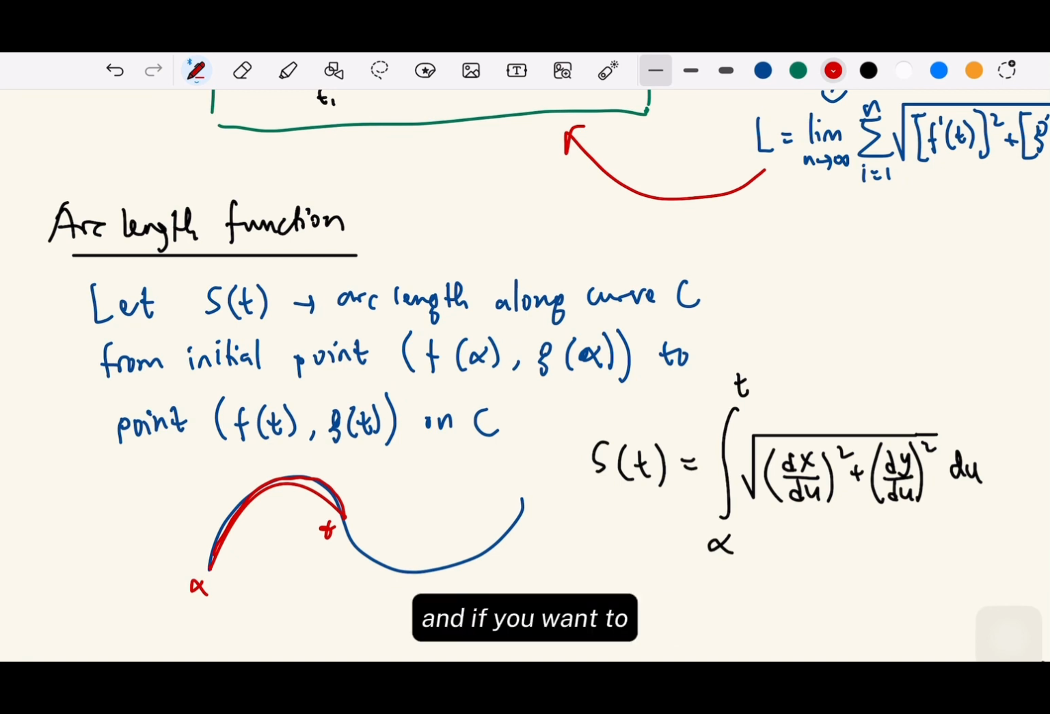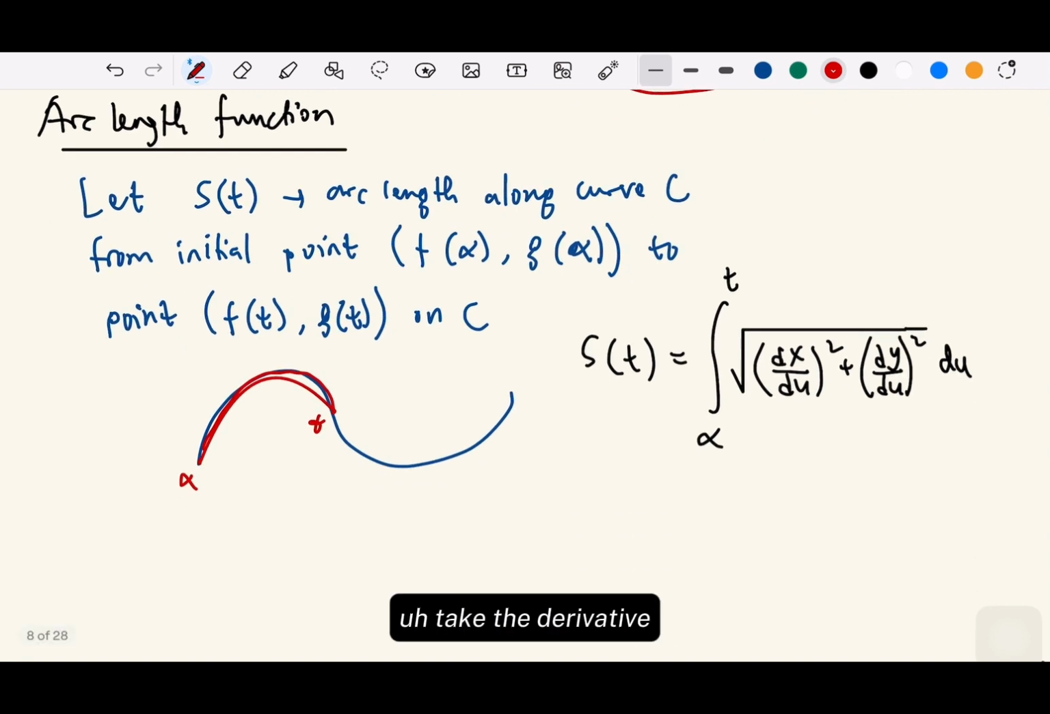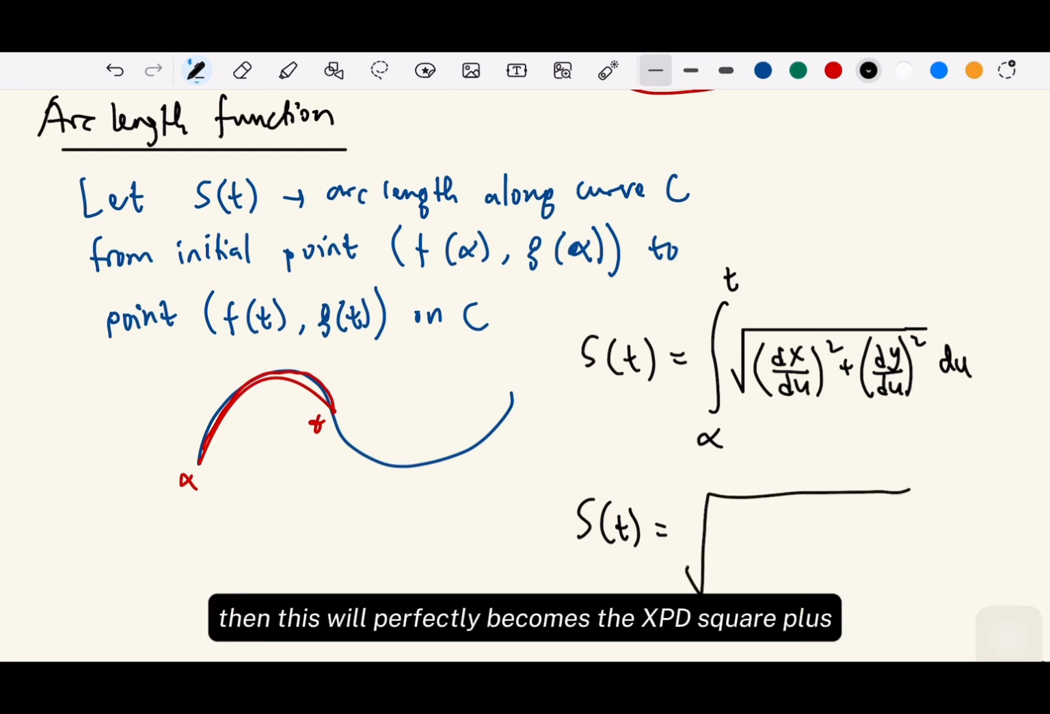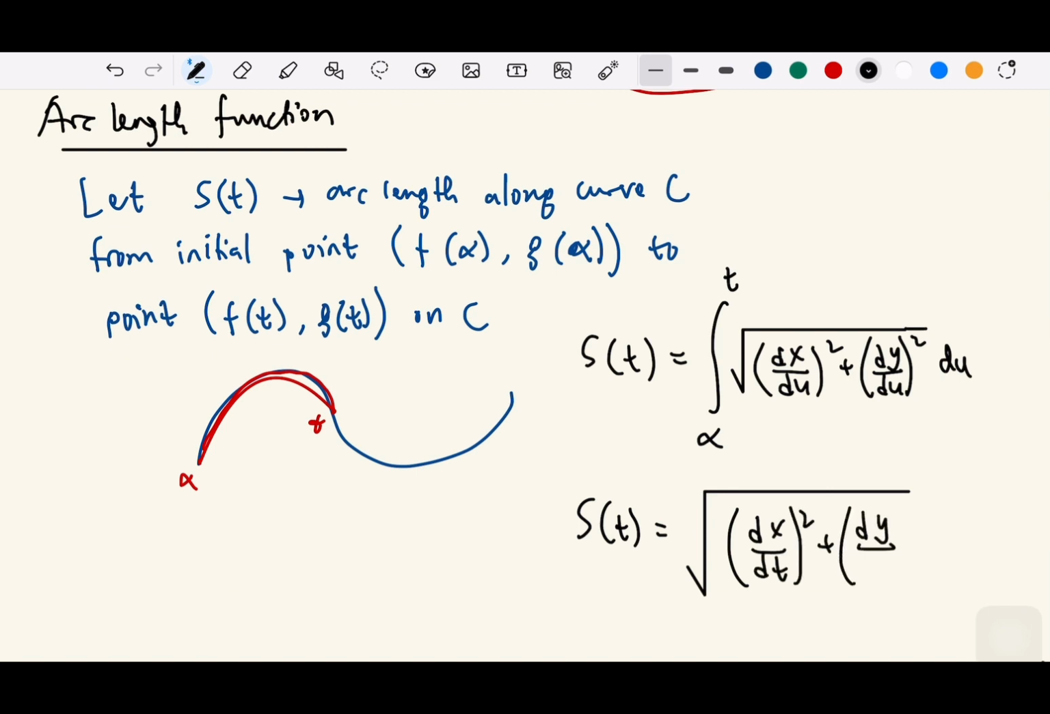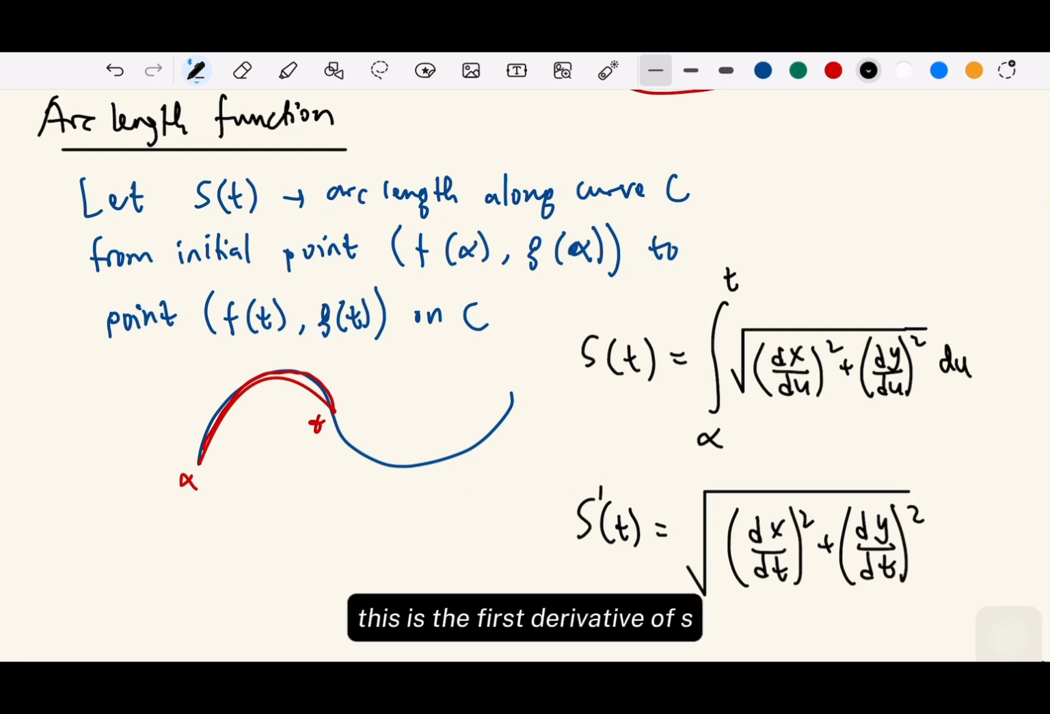Okay. And if you want to take the derivative, then this is like the calculus 1 fundamental theorem of calculus, then this will perfectly become the square root of dx dt squared plus dy dt squared. This is the first derivative of s.